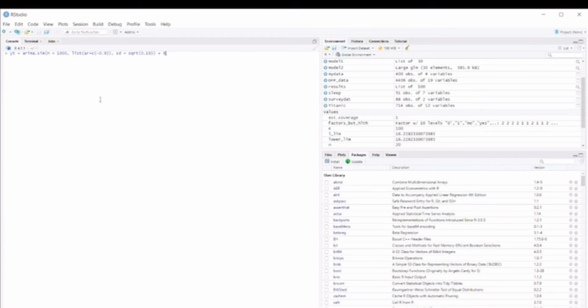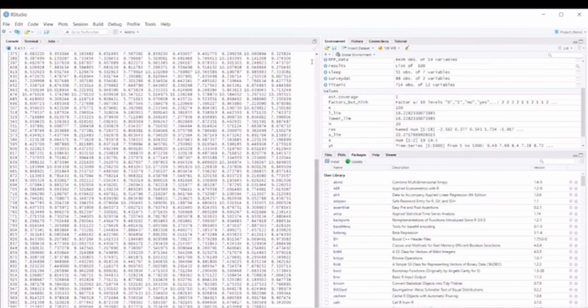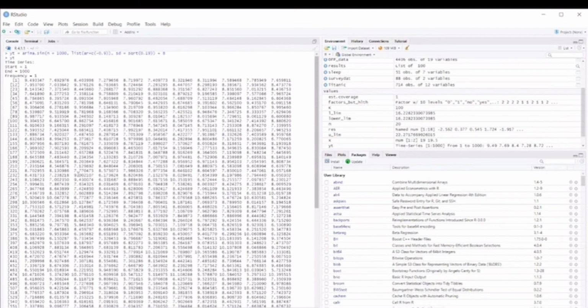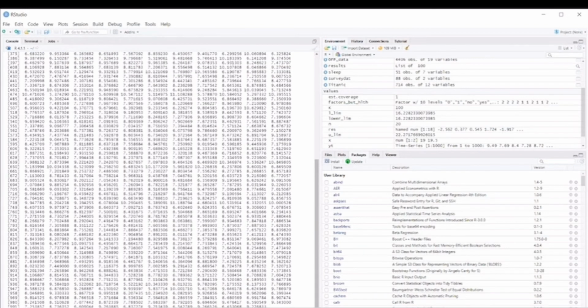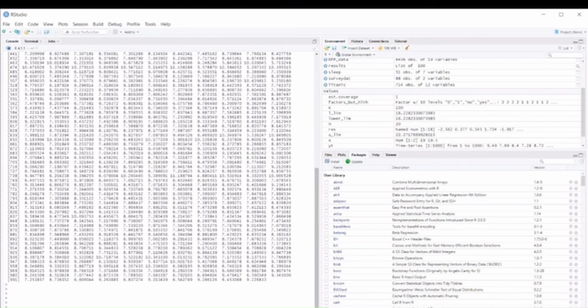Now, if you take a look at what I have, I'm going to paste that. That is my code. When I run that, I'm going to show you my data set, YT. You saw a lot of data. I've simulated 1000. If I don't set a seed, I'm going to rerun that again.